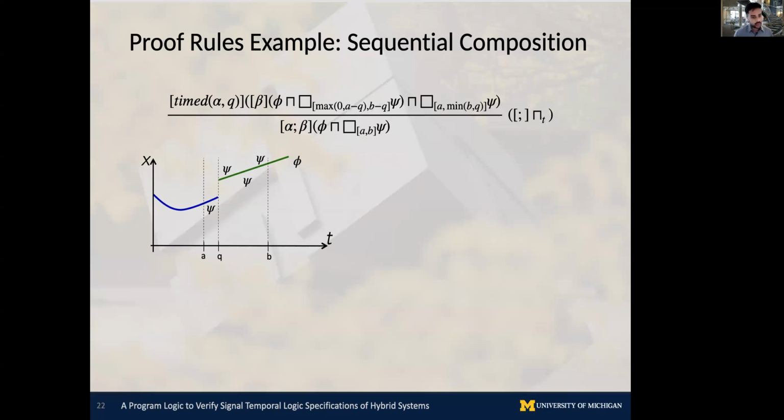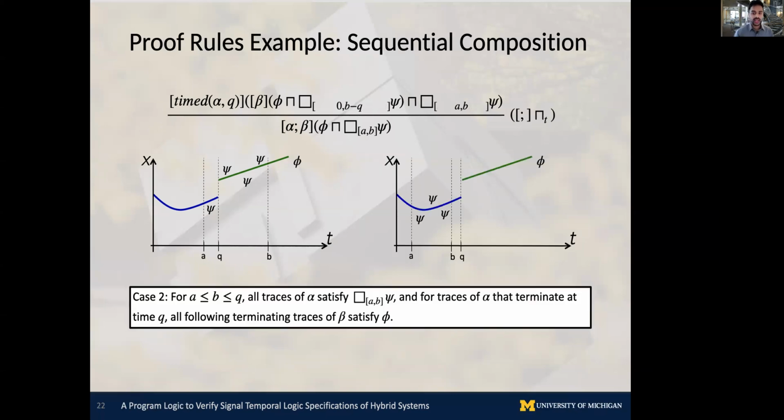So that was case one. But what if alpha terminates after this time B? Remember, we need the sequential composition to satisfy psi from A all the way through B. Well, in that case, the blue trace from alpha needs to satisfy psi all the way from A through B, following which there are no requirements on that trace. And this part alone satisfies the box AB psi bit in the conclusion.